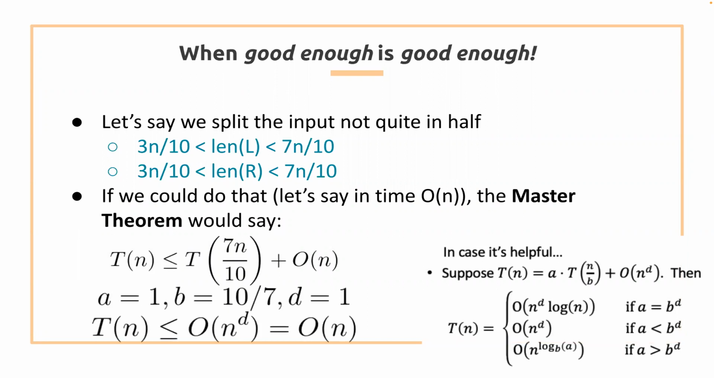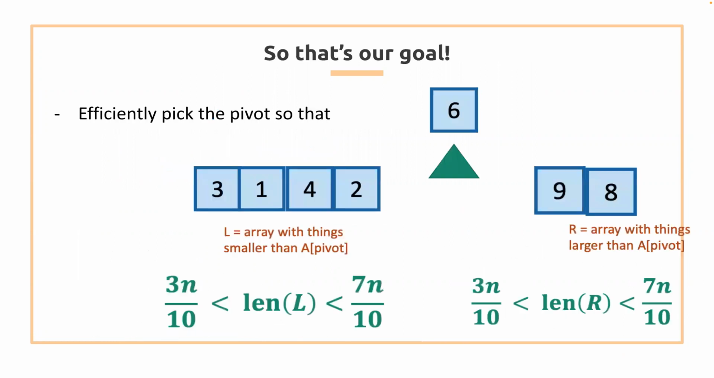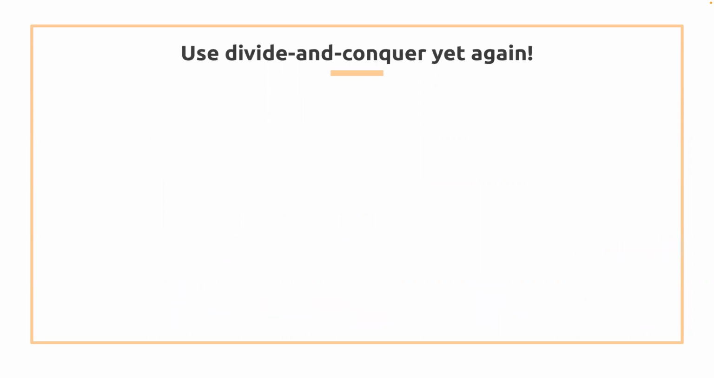How can we guarantee this, that the two sides are between a certain range? Yeah, so it would still be good if we do it. So again, our goal is we need to find a deterministic way, so we're not going to use randomness, to pick a number from an array that is not sorted such that we can guarantee that each side is at most size 7/10 of the original array and at least 3/10. Okay. The solution here is you use divide and conquer again.